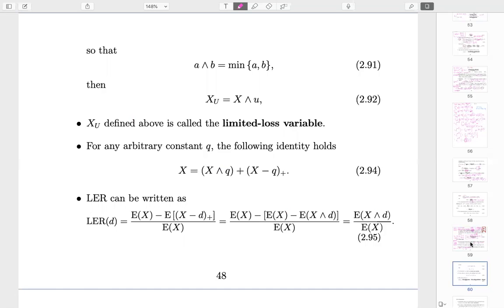Mathematically, we just need to introduce a notation. Sometimes we call it a wedge, or the smaller one between A and B. This is an easier, friendlier notation, right? You take the minimum between two numbers, and this is slightly more convenient. You put a wedge. This means with policy limit, the left-hand side is the amount paid.